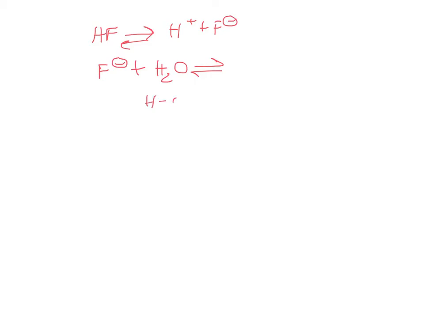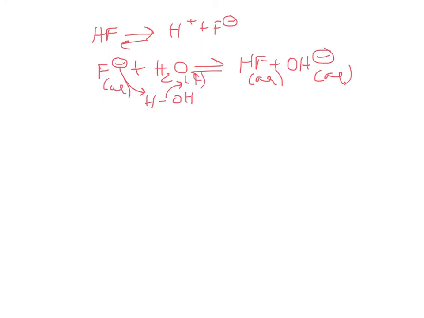That means you are going to be able to write down this F is going to attack, and you're going to end up with HF plus OH negative. Both of these are going to be aqueous. So anytime we say that a certain anion is a base itself, that basically means that it has the potential to generate hydroxide in solution.